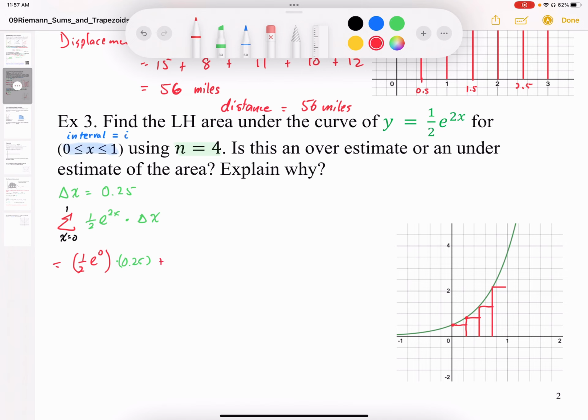Plus 1 half times, in fact, since the 1 half is constant, what I'm going to do is factor that 1 half out to make it a little bit easier to work with. Okay, just going to group this a little bit better. So the next term is going to be, the next height is going to be at 0.25. So it's going to be e to the 0.25 times 0.25.